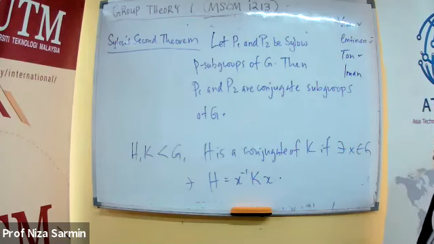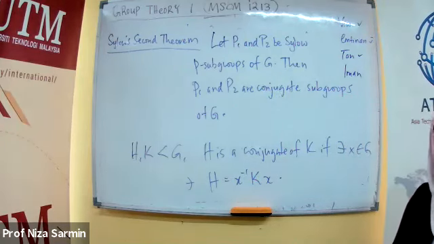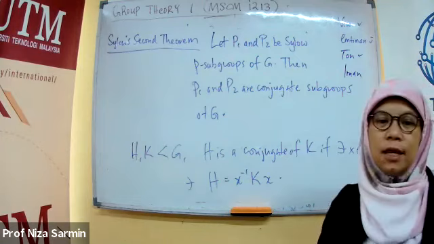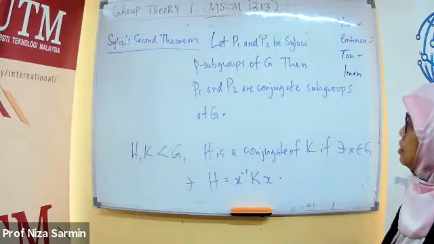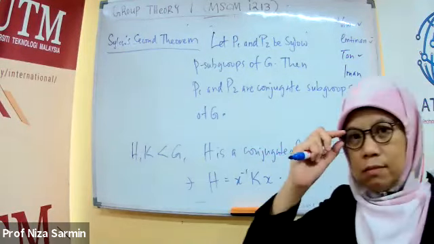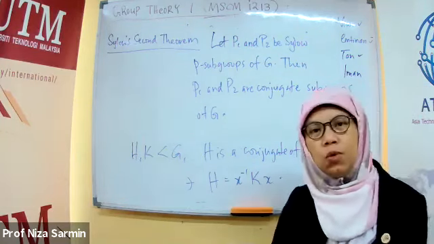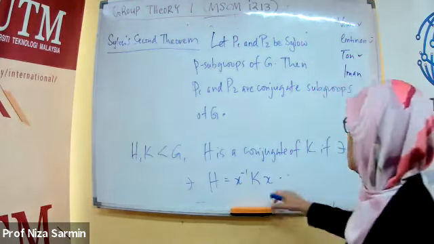Okay, so Sylow's second theorem says that if you have any Sylow P subgroups of G, and you have more than one, they are conjugate. This means for one group, you can have many different Sylow P subgroups. It's not unique. It's not only one. You can have more than one. Okay, we will look at one specific example.